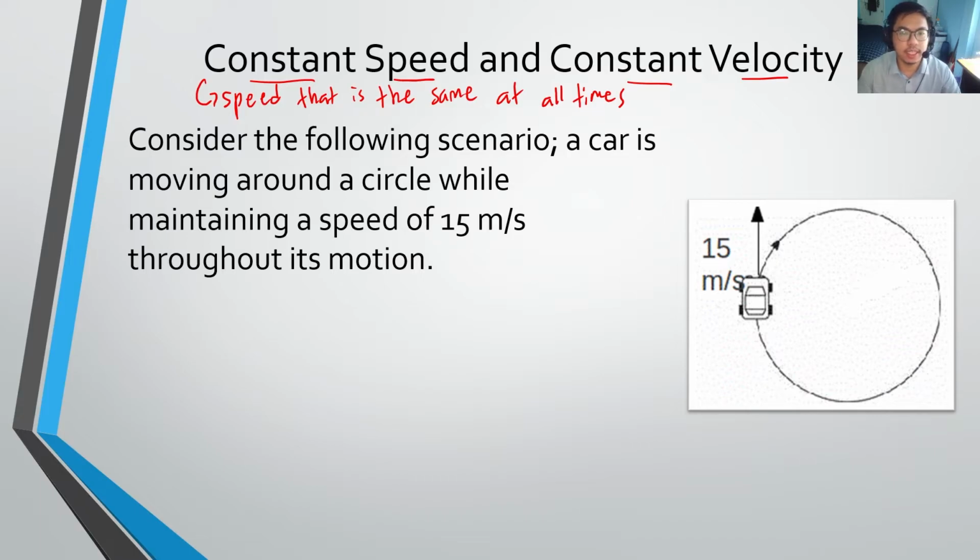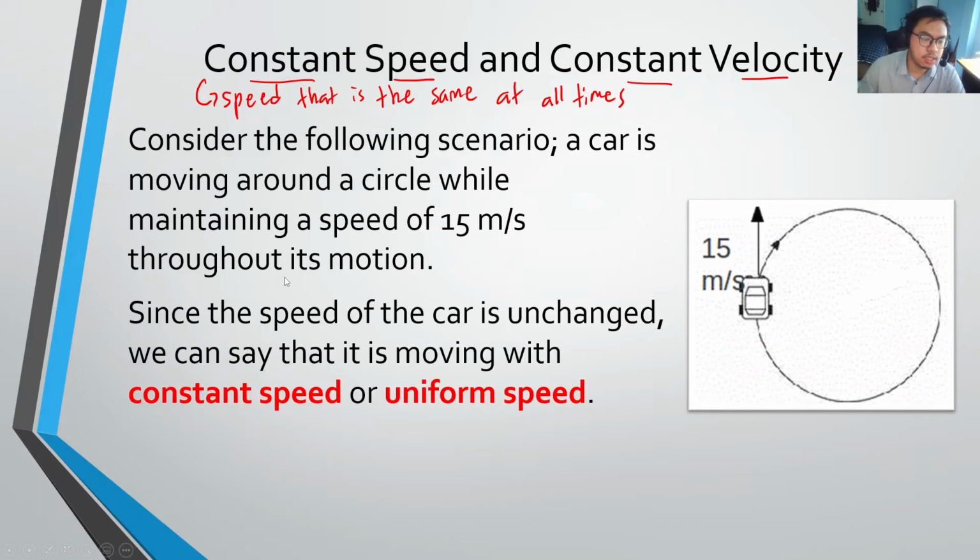So consider the following scenario. A car is moving around a circle while maintaining a speed of 15 meters per second throughout its motion. Since the speed of the car is unchanged, this car is probably going around and around, like maybe in a roundabout. Because the speed of the car is unchanged, we say that it is moving with constant speed. So the speed doesn't change at all. It's the same speed, which is 15 meters per second at all times. So it's moving with constant speed, or you can also say another name for constant speed is uniform speed. Uniform and constant, these two mean the same thing. Okay, it means it's unchanging.